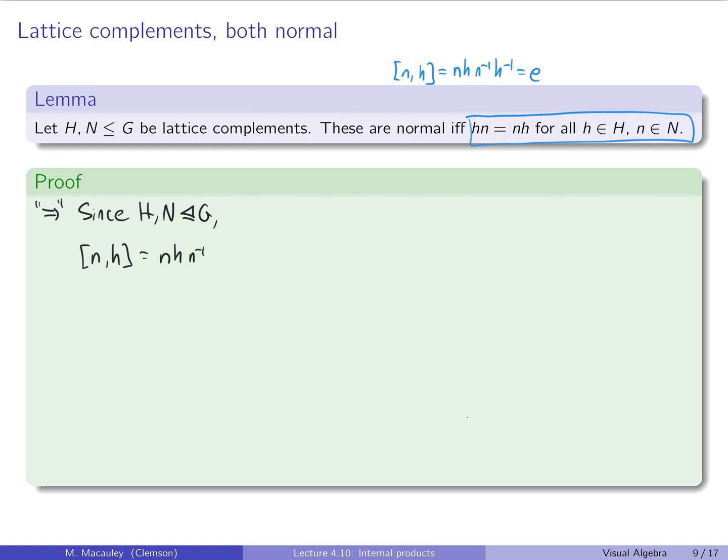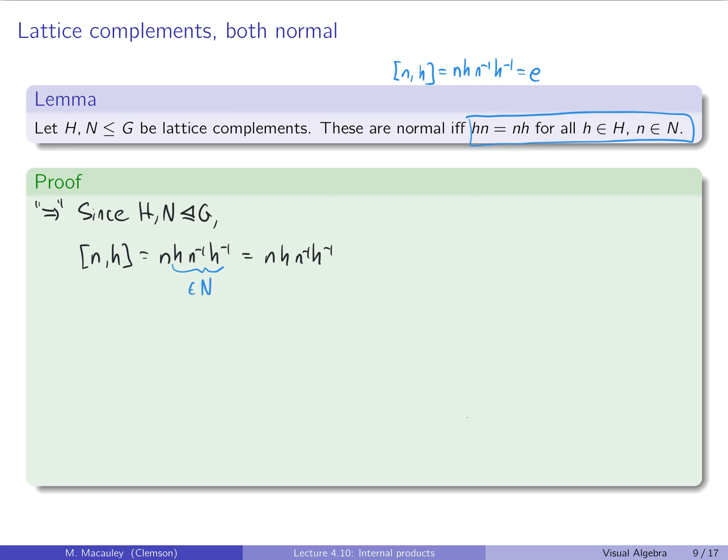N H N inverse H inverse. Let me write that twice, N H N inverse H inverse, you'll see why in a moment. For the first one, I'm going to highlight these last three elements, and we're taking something in N and conjugating it by something in H, and by normality of N, that means that this thing here is in N.